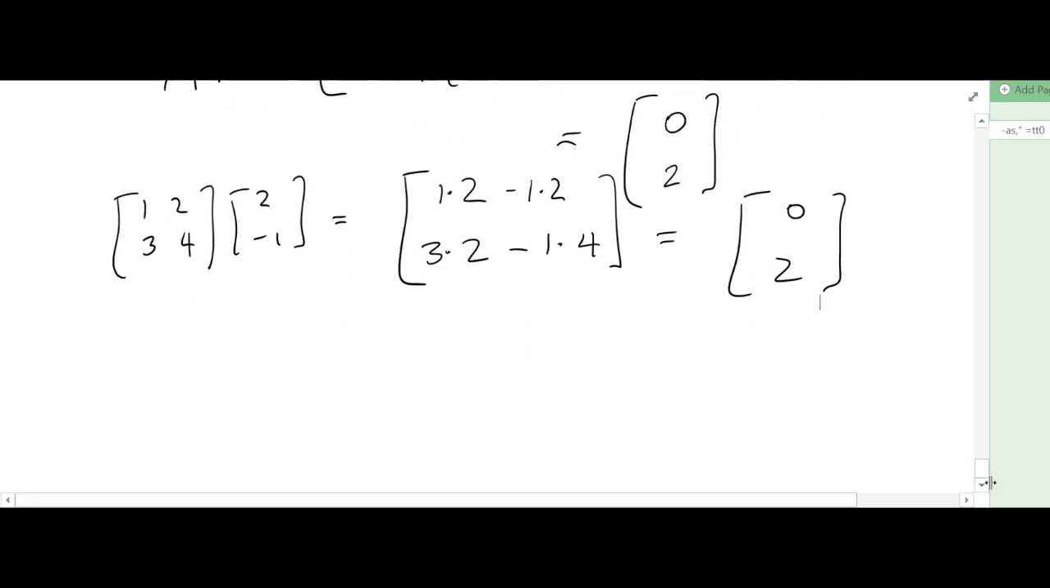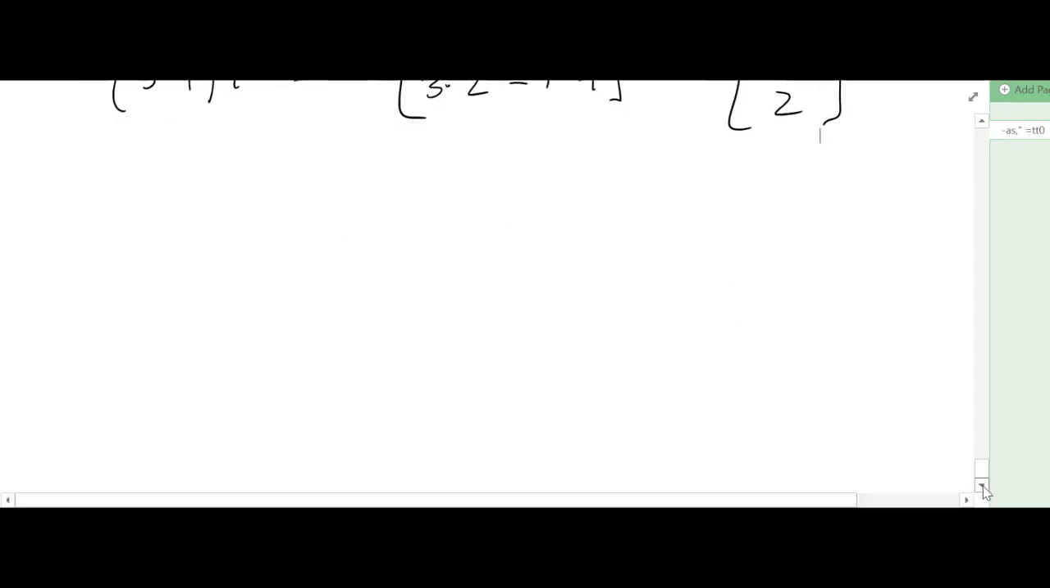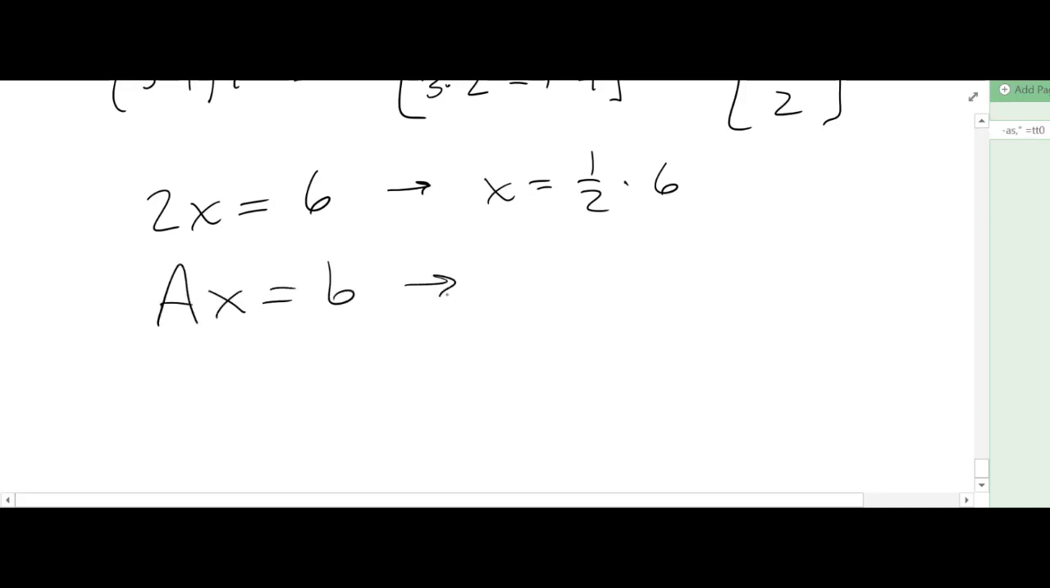Now let's talk about solving a general equation Ax equals b. If you have a linear equation 2x equals 6, you can solve that by doing x equals 1/2 times 6. Similarly, if you have a matrix equation Ax equals b, where x and b are vectors, you can solve that by doing x equals A inverse times b. So A inverse is kind of like the reciprocal, because it cancels out the A.